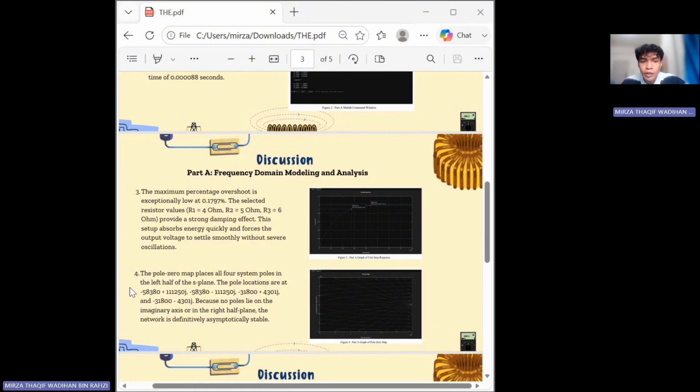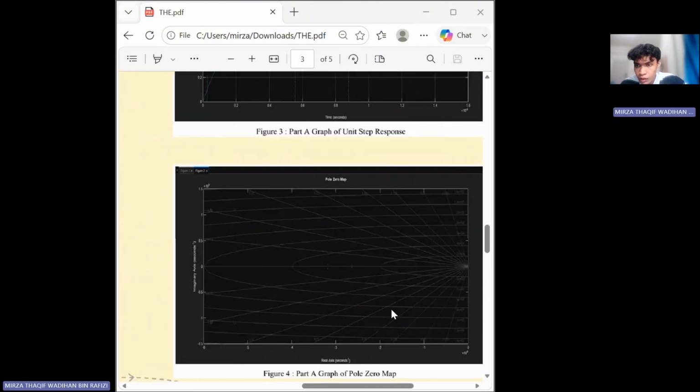Fourth, when we check the system stability using this pole zero map, as you can see, all 4 poles are plotted strictly on the left of the S-plane. Since no poles are on the imaginary axis or drifting to the right side, we can safely confirm that our system is stable.